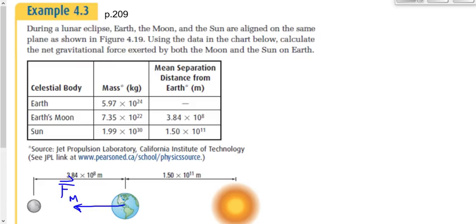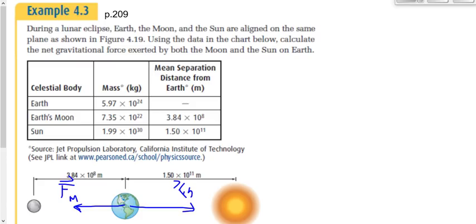Let's call it the force caused by the moon on the Earth. What about the sun on the Earth? We'll just call that Fs, as opposed to the force of the sun on the Earth, Fse. The moon pulls the Earth to the left. The sun pulls the Earth to the right.